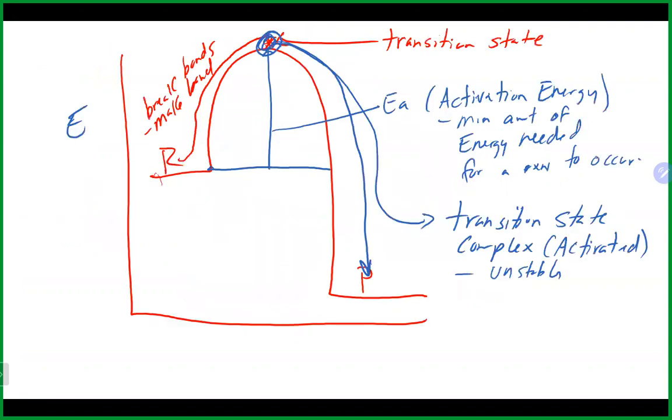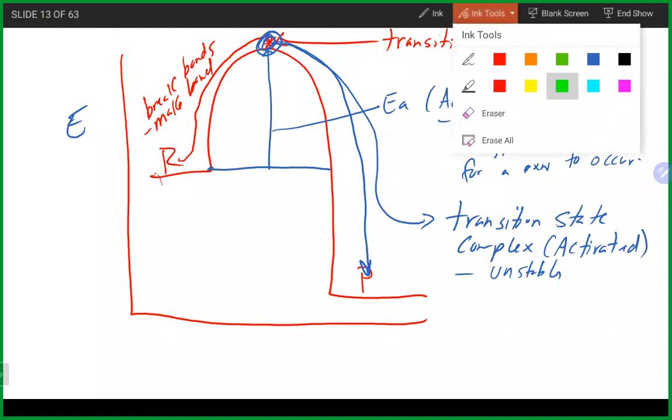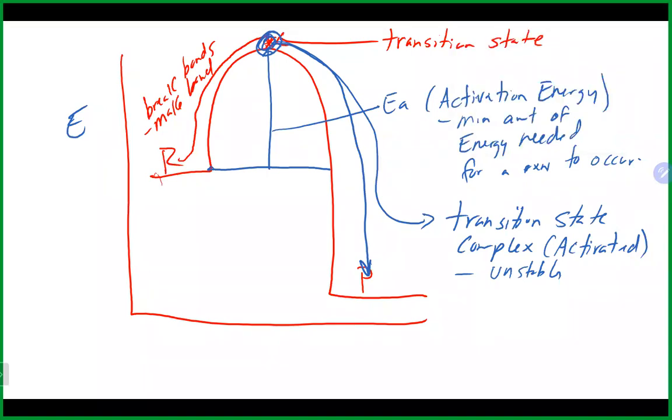Now we'll talk about it perhaps in a later chapter as well, but sometimes one way that we can speed up a chemical reaction is to add a catalyst.